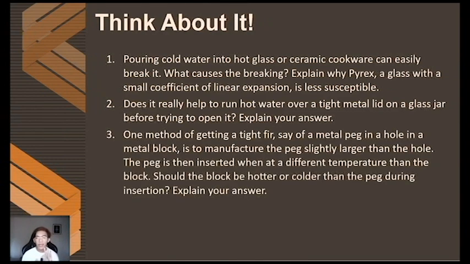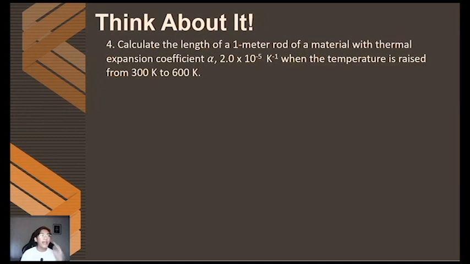Number three, one method of getting a tight fit, say of a metal peg in a hole in a metal block, is to manufacture the peg slightly larger than the hole. The peg is then inserted when at a different temperature than the block. Should the block be hotter or colder than the peg during insertion? Explain your answer. Then, number four, problem solving.